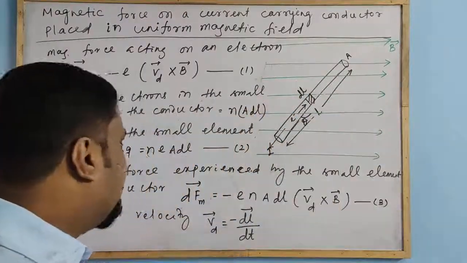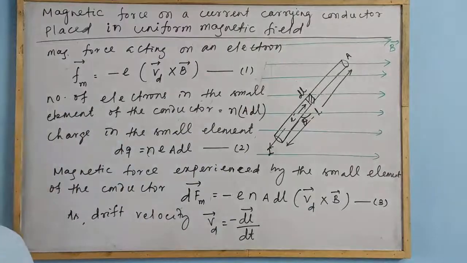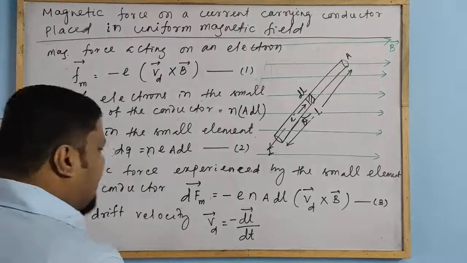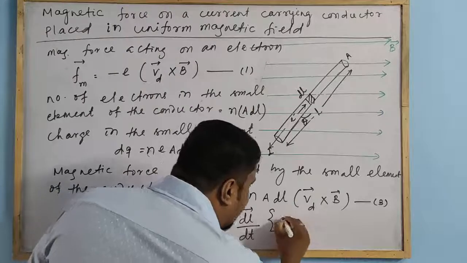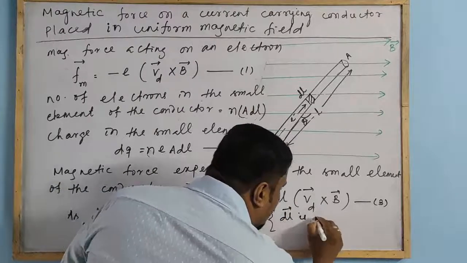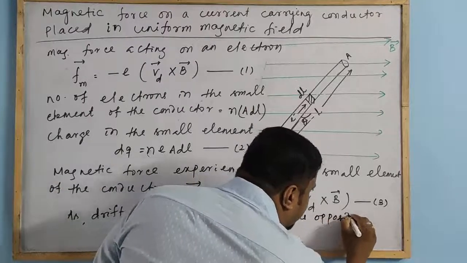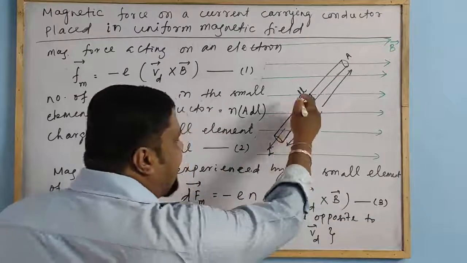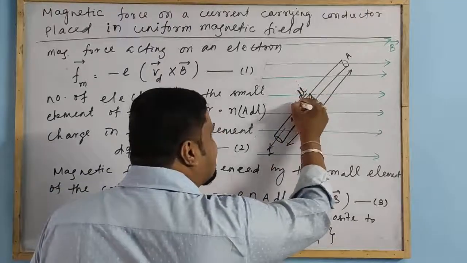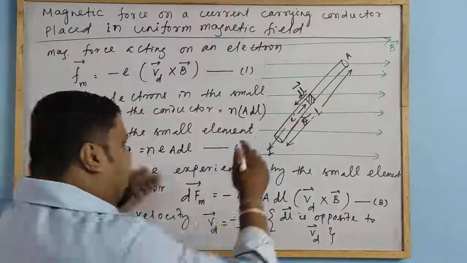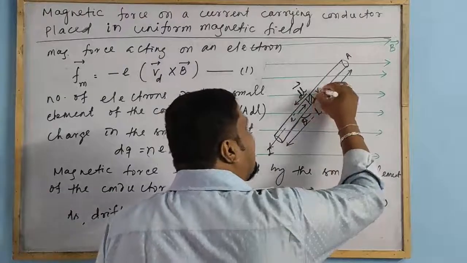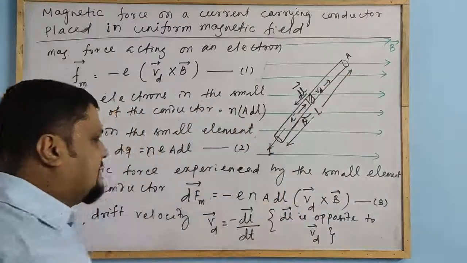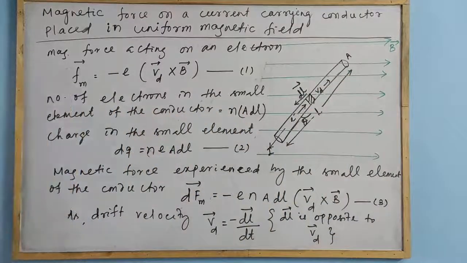So that's why it is a minus dl by dt. So I can write dl is in a direction opposite to the drift velocity, because always the small element dl is along this direction, but the drift velocity is along this direction, they are opposite. So that's why there is a minus sign. So vd is equal to minus dl by dt. Clear? This is one part.